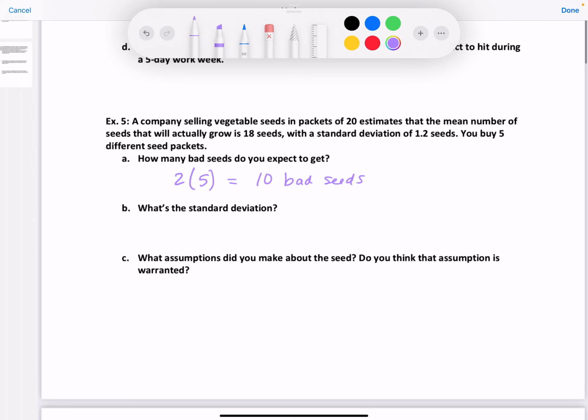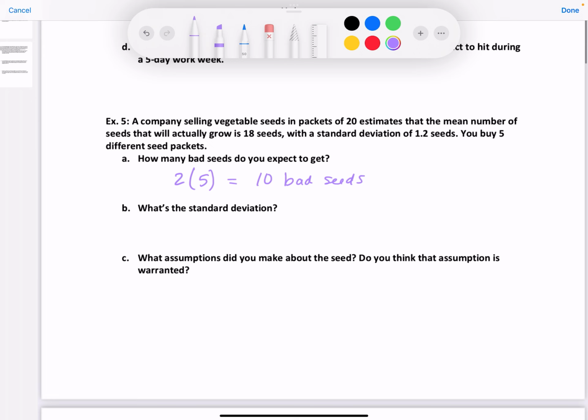All right, so then what's the standard deviation for the seeds, for all of them? So how would you find the variance? Well, we were given standard deviation, and standard deviation is the square root of variance. So we would square the standard deviation to get the variance initially, because we can't just multiply this by 5. You're not allowed to do that with standard deviation, so we have to convert it first.